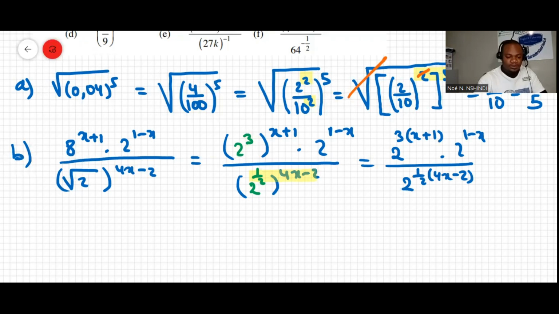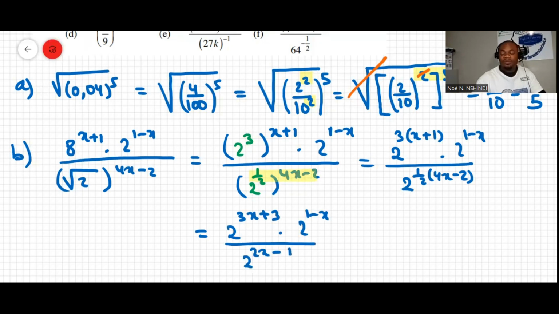Okay, so this will be 2 to the power of 3x plus 3 multiplied by 2 to the power of 1 minus x, all over 2 to the power of 2x minus 1. Okay, because we multiply a half by 4x, that makes 2x. A half times -2 makes -1. Now that's all. We have bases of 2. Bases are common.